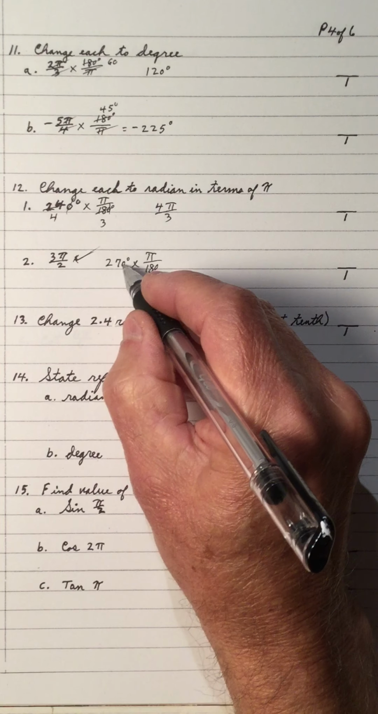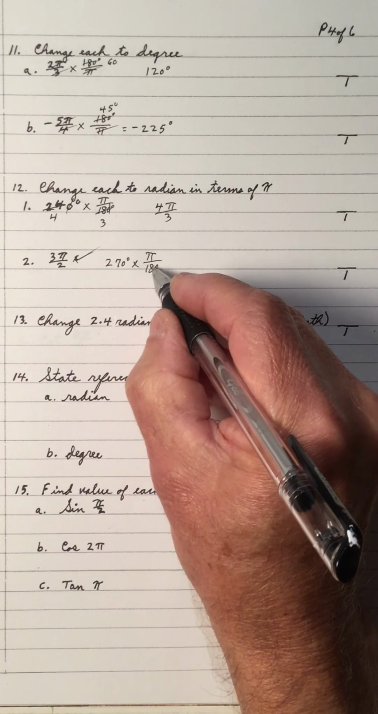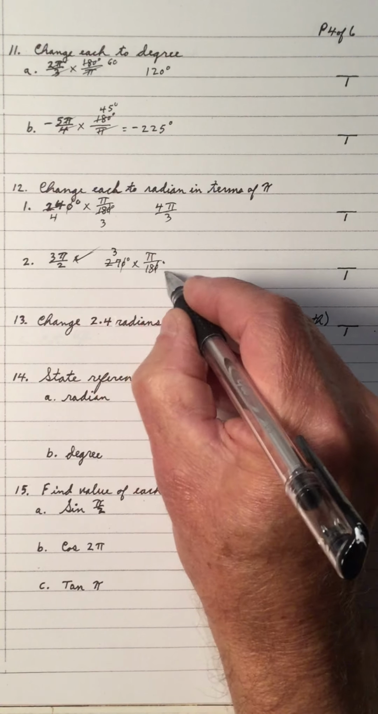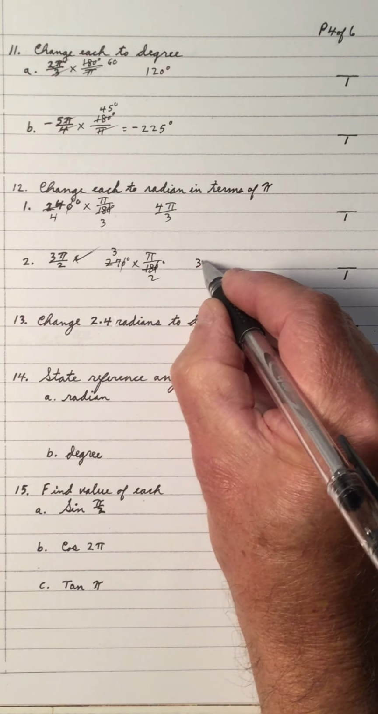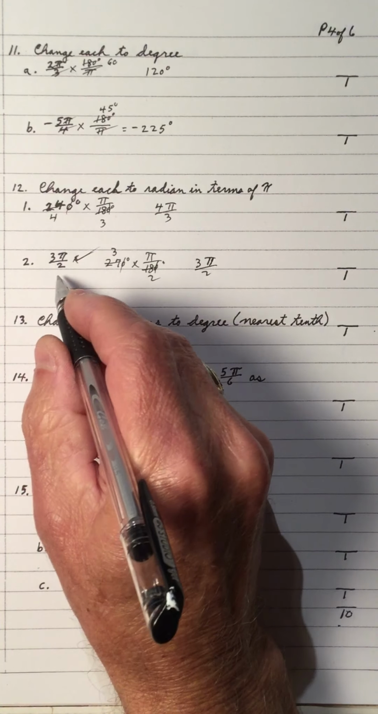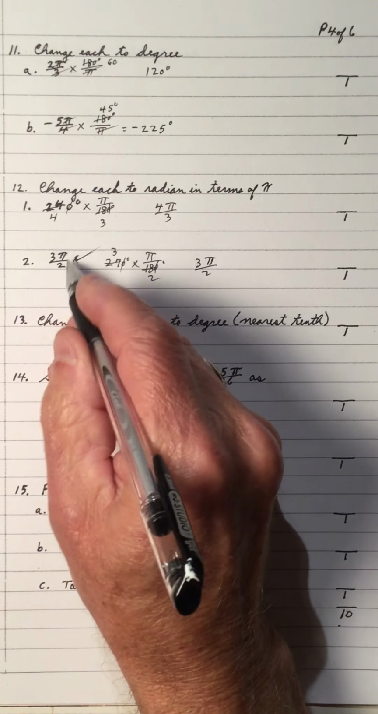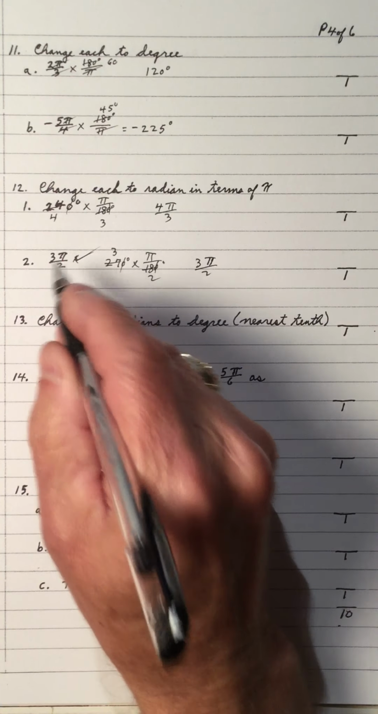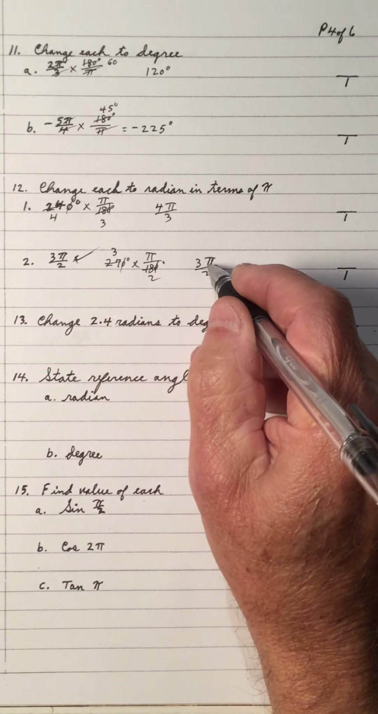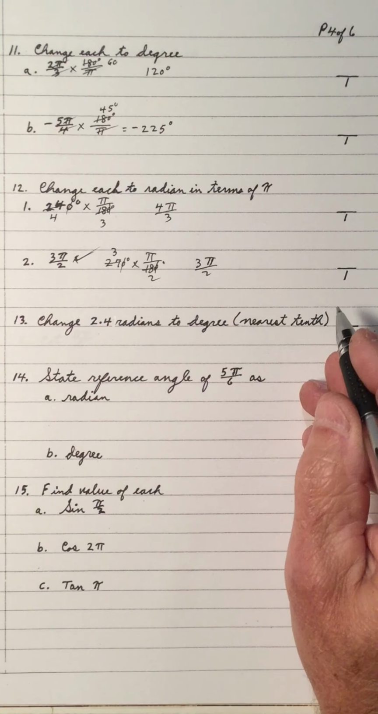But if you had 270 there, then the zeros cancel. 9 into 27 goes 3. 9 into 18 goes 2. You get 3 pi over 2. So it's sort of a trick question, so you've got to be careful. You don't have to. That is a radian. You don't change it. So be careful. But if it was 270, then you would come back to 3 pi over 2.